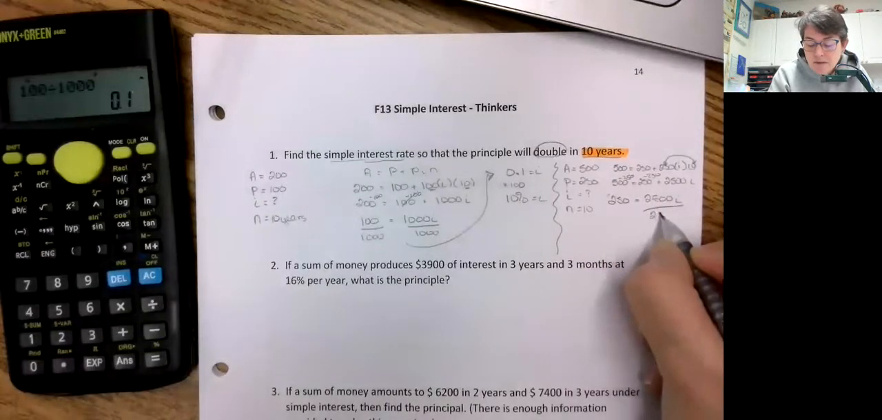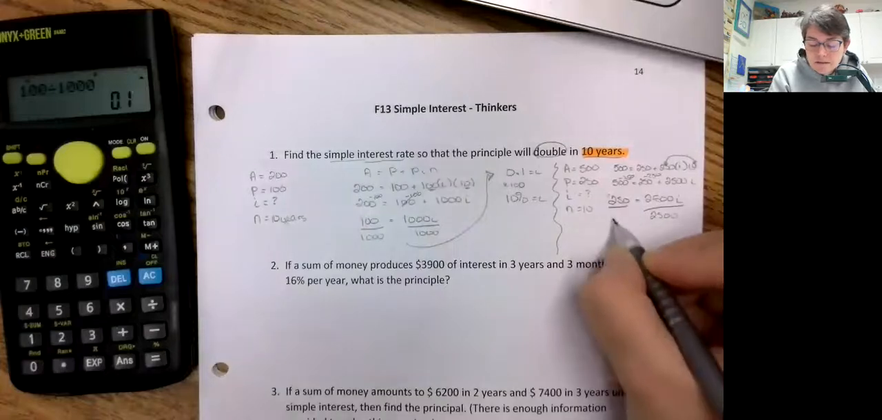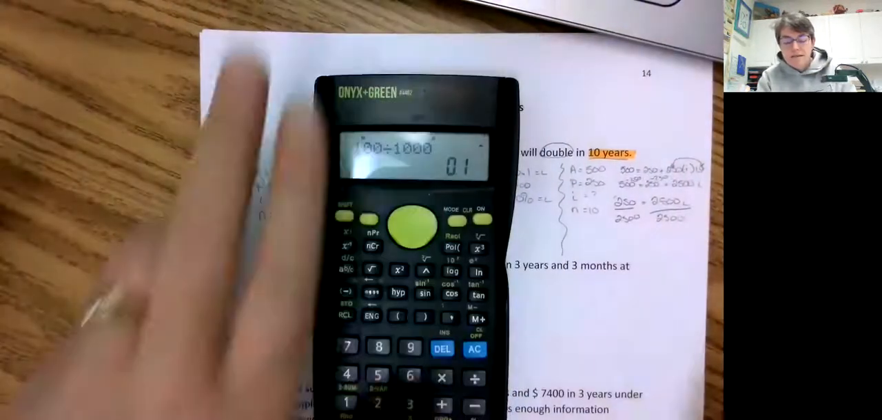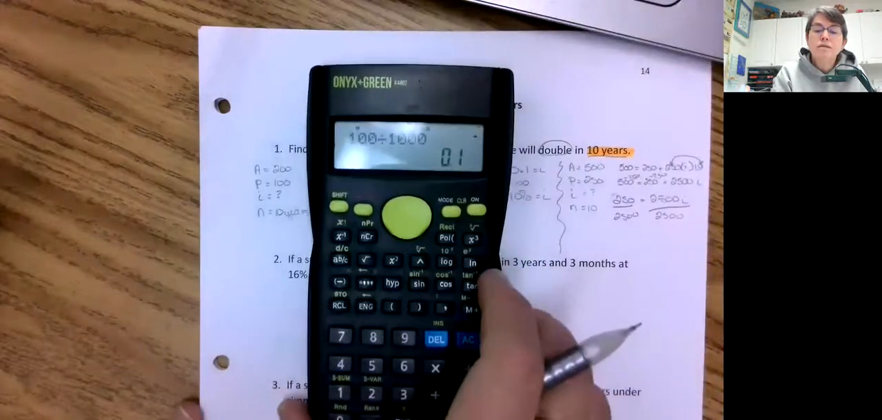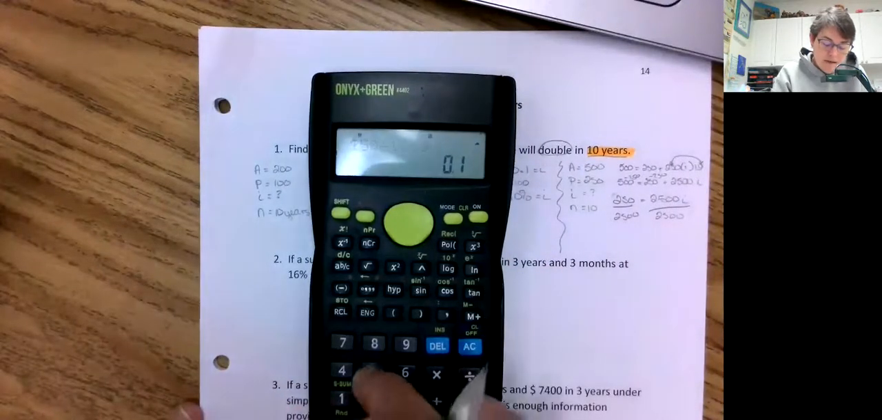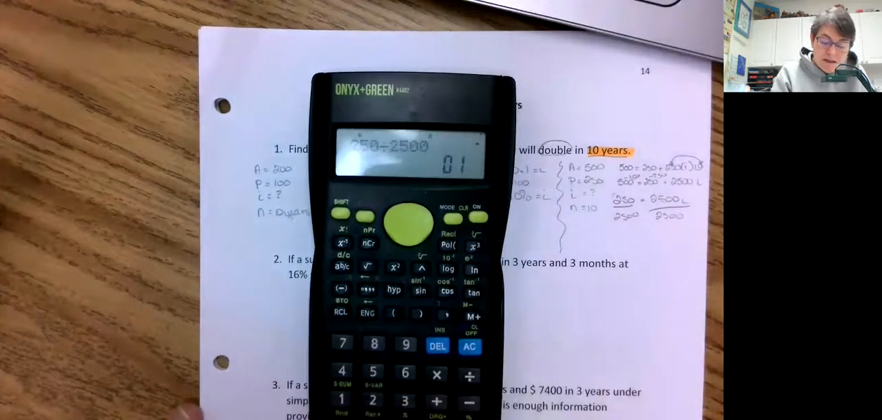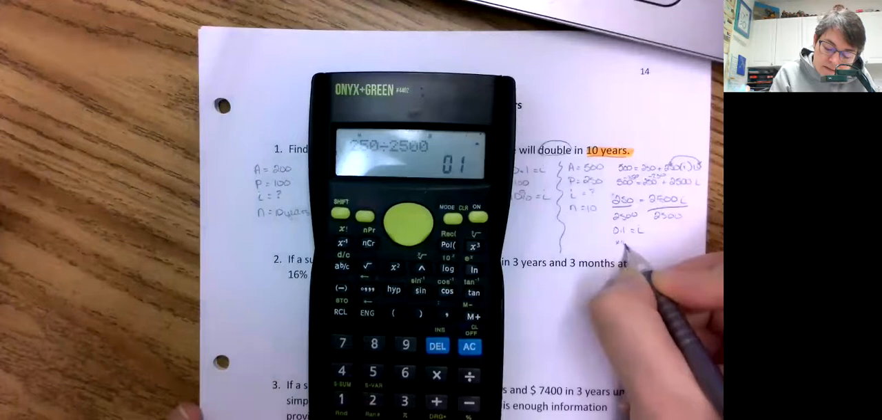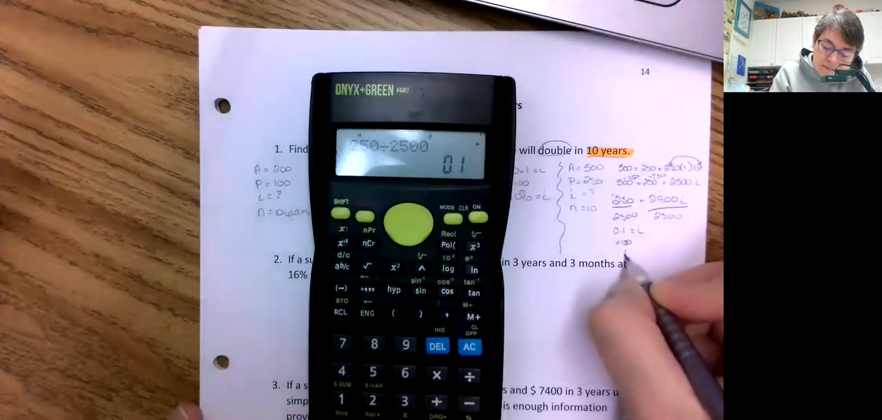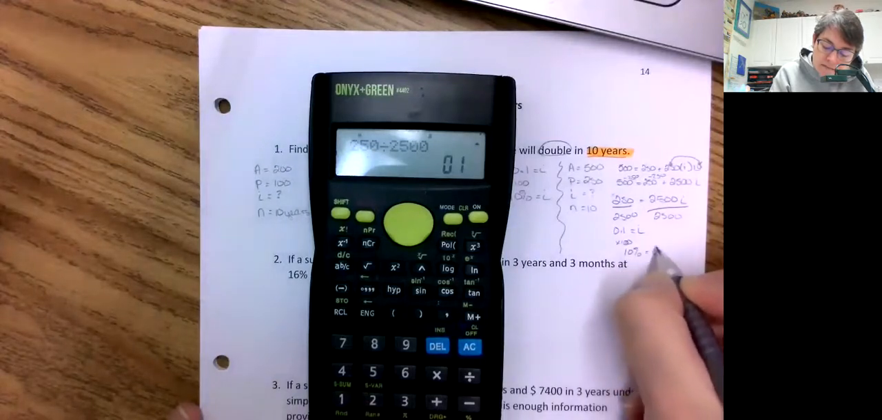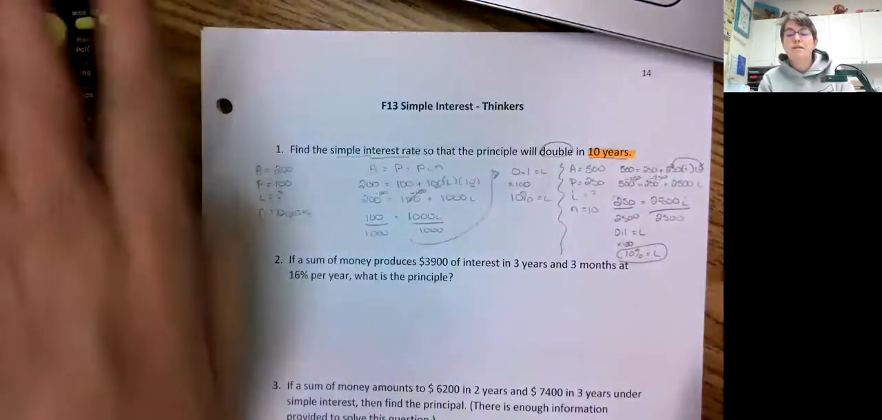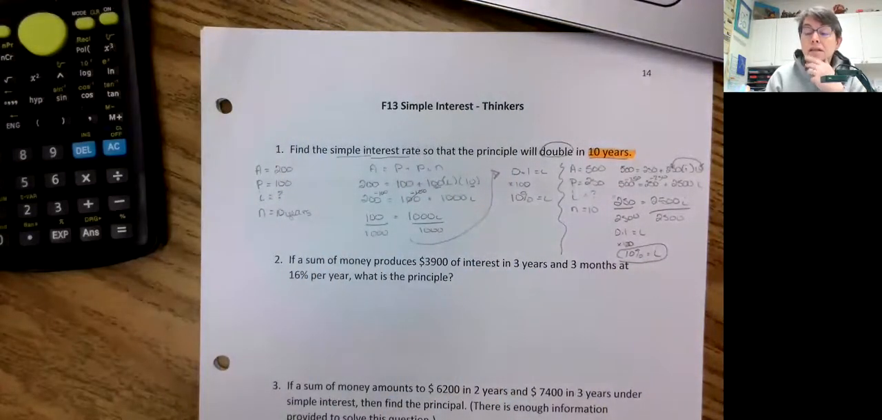Let's divide just like we did before. 250, oops, my glare. Divide by 2,500 is 0.1 again. So same answer, no matter which way we did it.